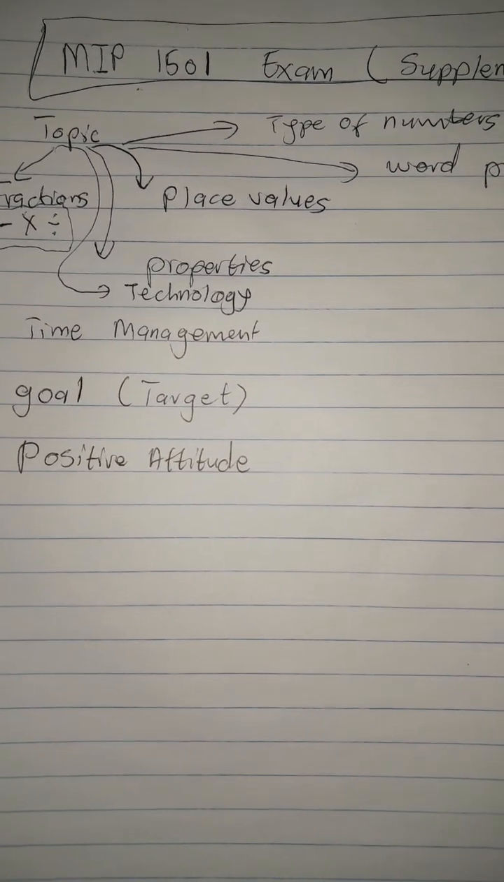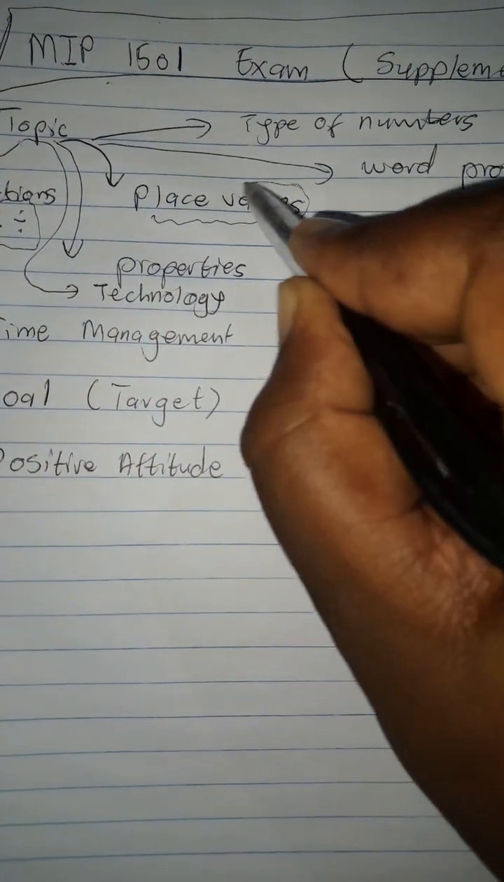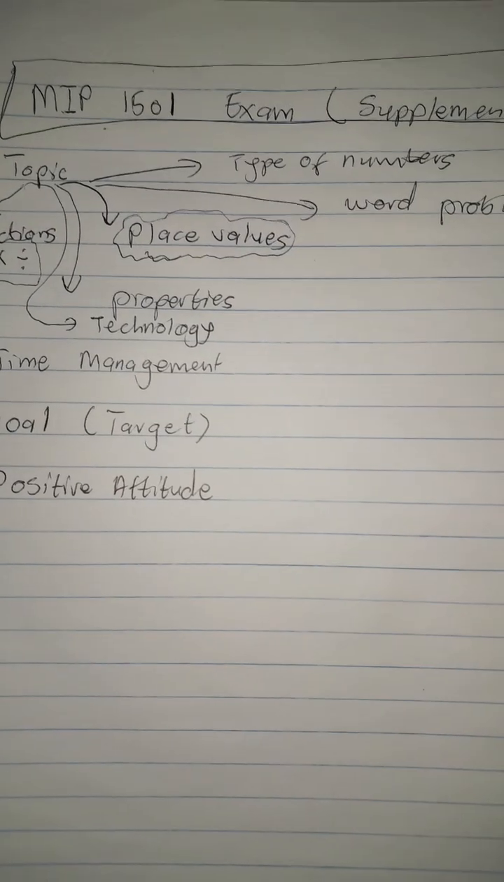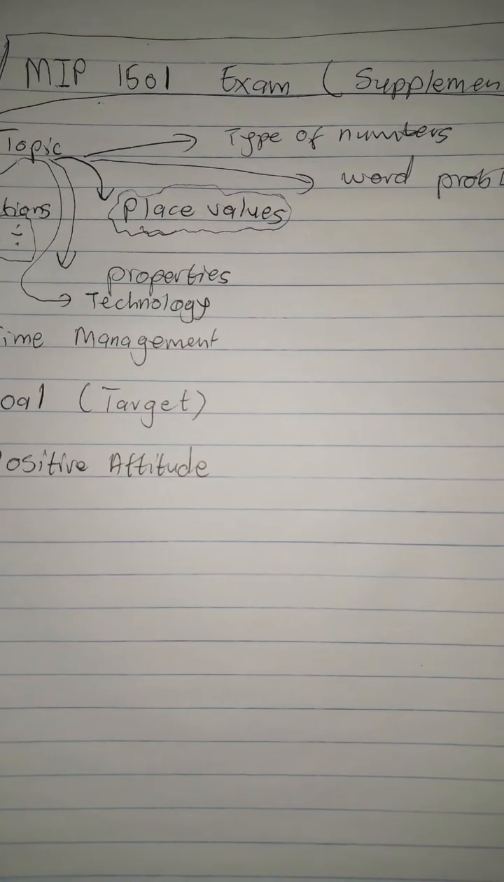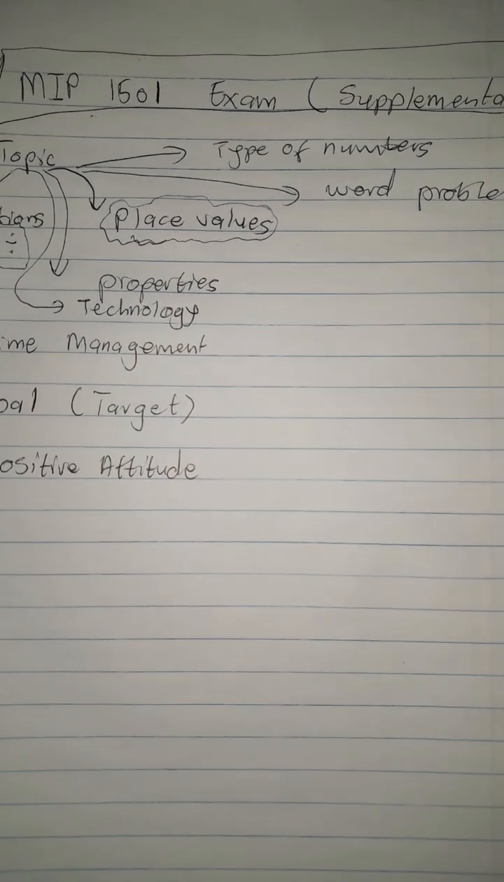Another topic that they love is place value. So writing your place value in tens, hundreds, and thousands. You just have to know place values, and also be able to define what place values are, right? You also have to know that.